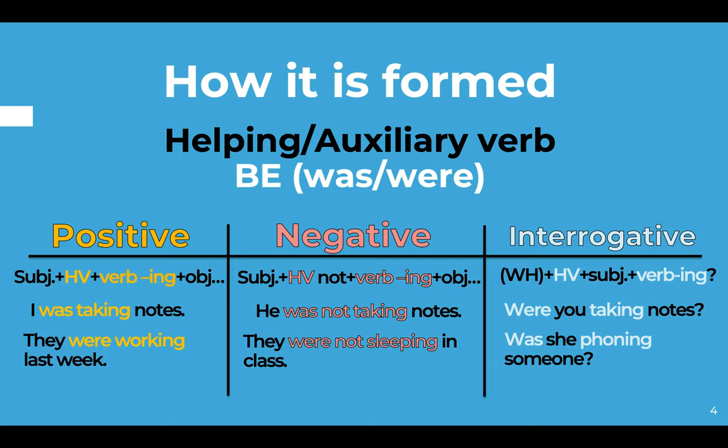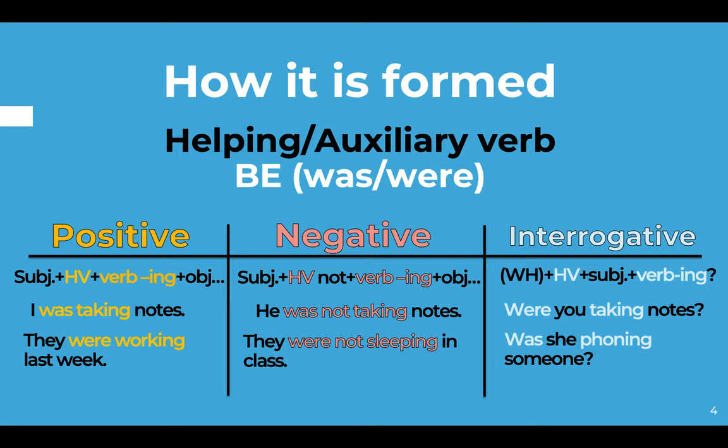So how is it formed? First of all, as I told you before, we need a helping verb here, and we need it in every tense. So the auxiliary verb or helping verb in this case is be, but in the past. So the past of the verb to be is was or were. So I was, you were, he, she, it was, we were, they were. Very good.